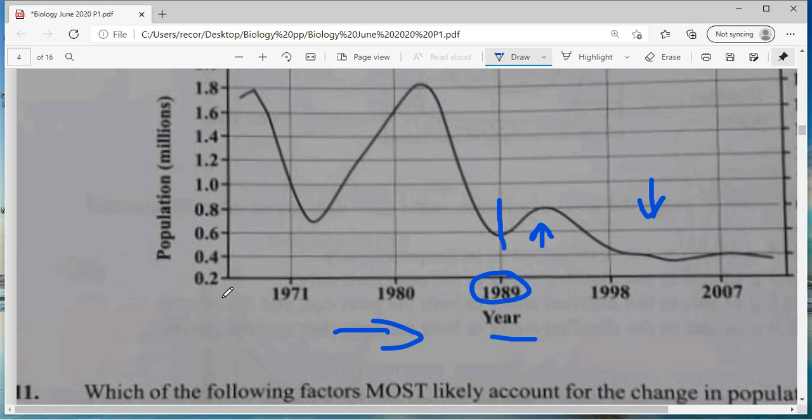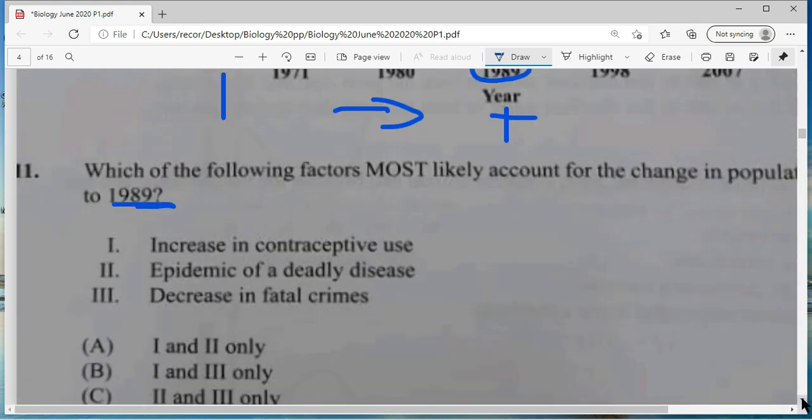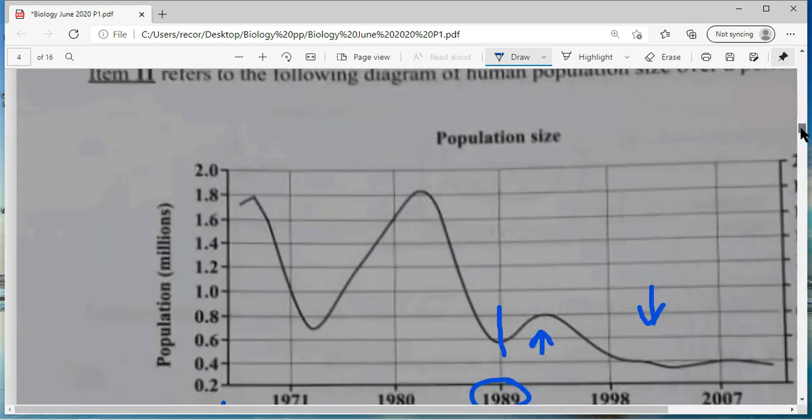But I'm going to try something. I'm going to start here. All right, so I assume that it starts there and it stops here. Now let us look at the options. Epidemic, increase in contraceptive use.